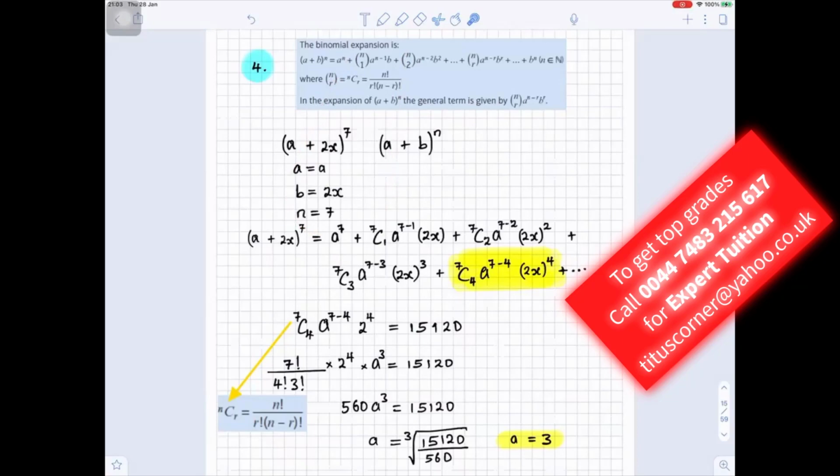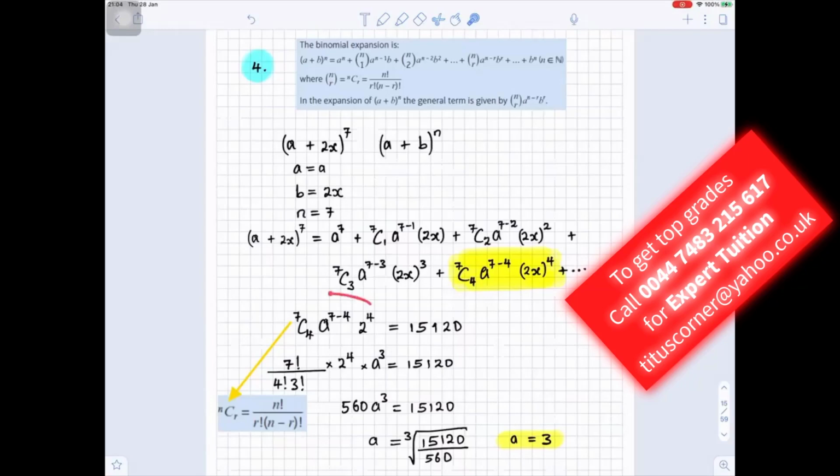So (a + 2x)^7 gives you a^7, which is your a to the n there, plus 7C1 a^(7-1) times 2x, which is your b, plus 7C2 a^(7-2) times (2x)^2, plus 7C3 a^(7-3) times (2x)^3, and then plus 7C4 a^(7-4) times (2x)^4, and that is the one we want, the one I've colored in yellow.